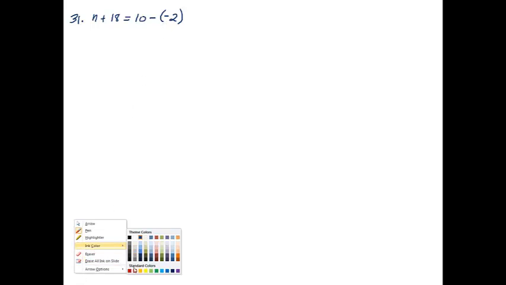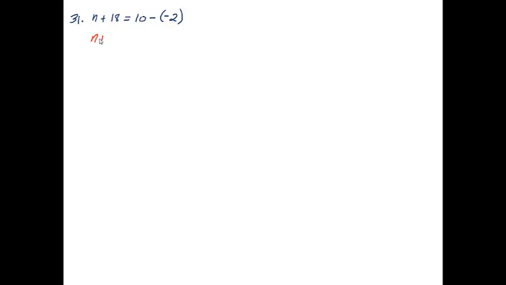All right, now let's look at number 31. I'm still solving, and this time we're dealing with the equation n plus 18 equals 10 minus negative 2. Well, the first thing we need to do when solving is go ahead and combine our like terms. So we have n plus 18 equals, well, a negative and a negative makes that positive, so this is now 12.